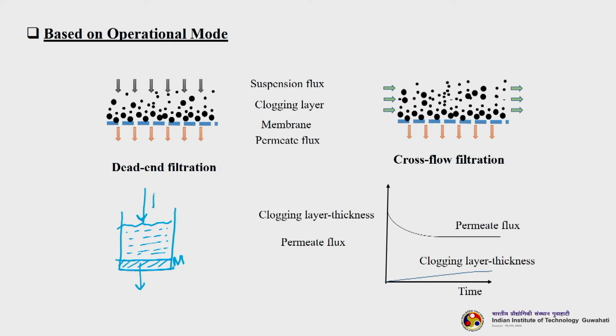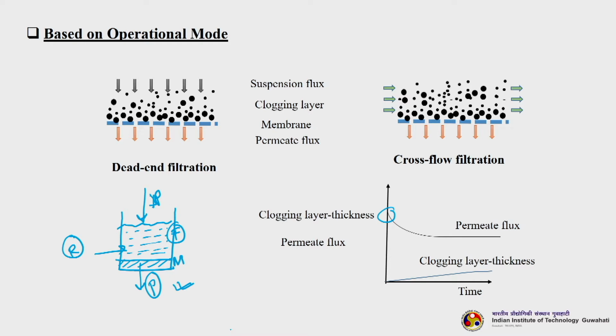This is my delta P that I am applying, this is my feed, and this is what I will get as permeate. Whatever is retained on the surface will be retentate. So, this is the simplest form of dead end filtration, in which you can see the permeate flux declines. The initial permeate flux will be very high and slowly the permeate flux will decline. Flux decline will be more in dead end filtration mode.